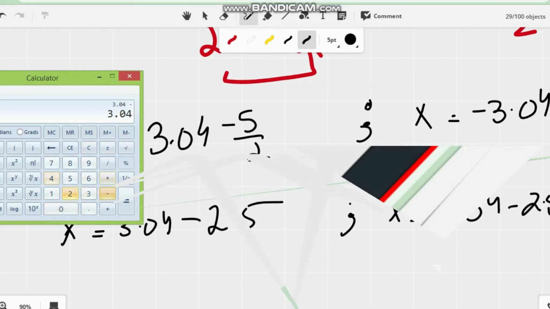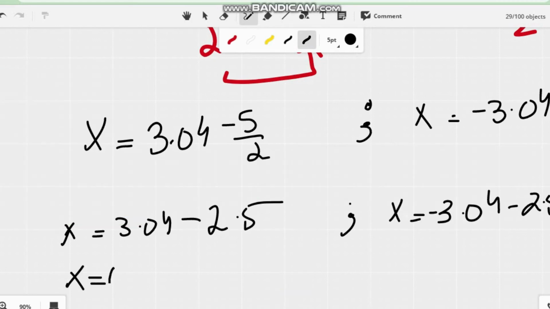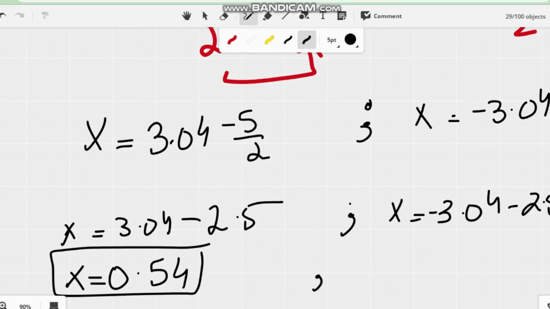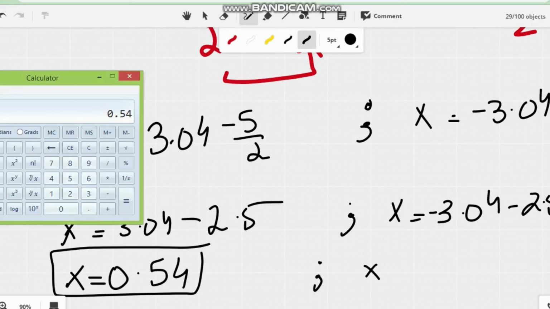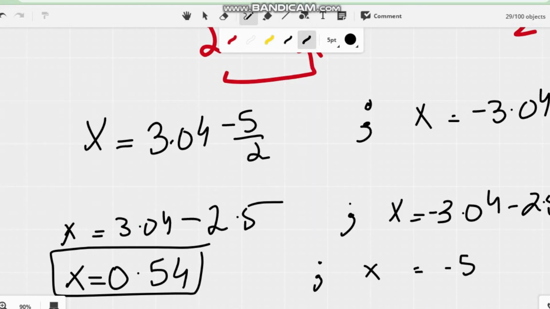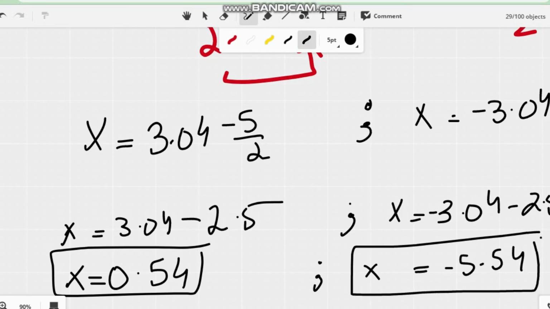3.04 minus 2.5, that is 0.54. So x equals 0.54. Got that. And the second one is x equals minus 3.04 minus 2.5, that is 5.54. So negative 5.54. That's the answer, and that's the way to do it.